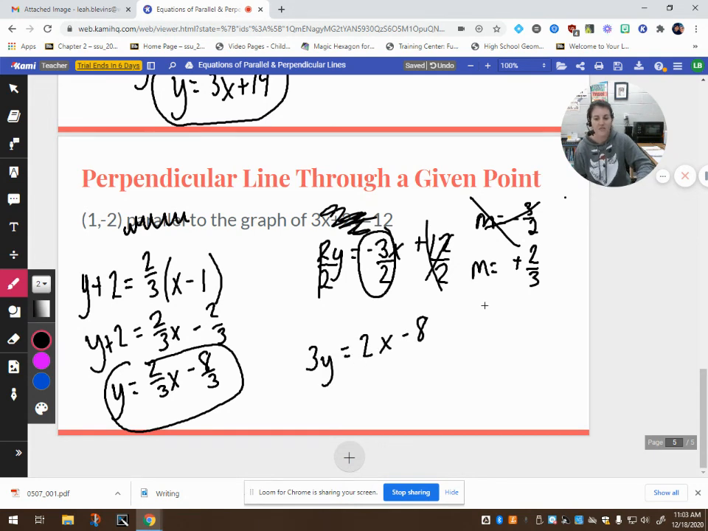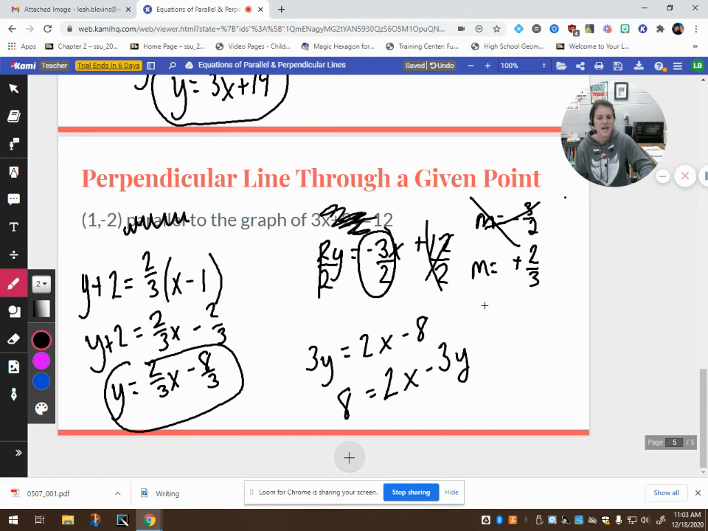I just multiplied every single term by 3. And this 3 here would have canceled with this 3 here, leaving me with the 2 and the -8. Now to put it in standard form, we need to put the 8 over here. So it's a positive 8, and bring the 3y over here. So it's a minus 3y.